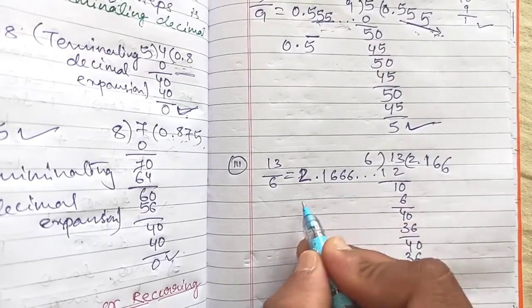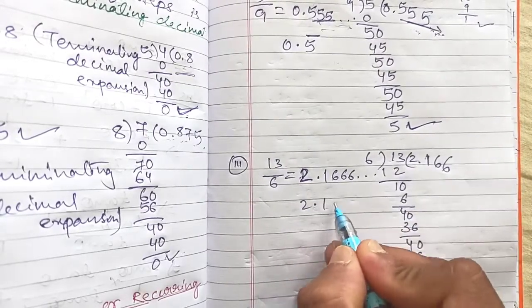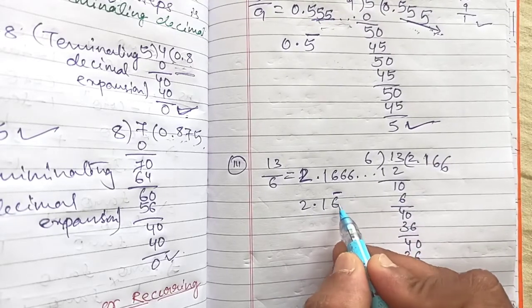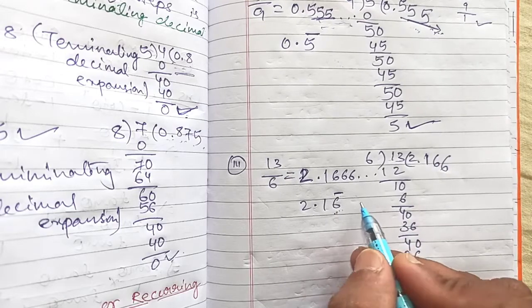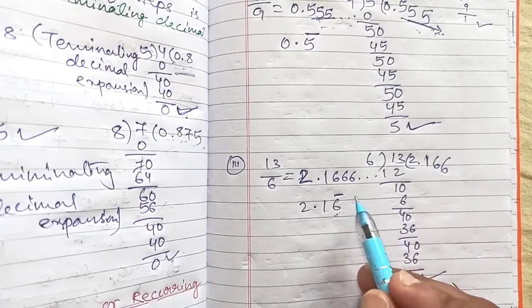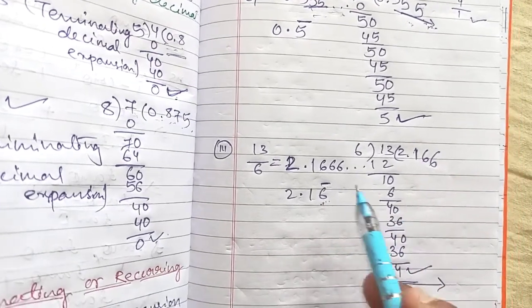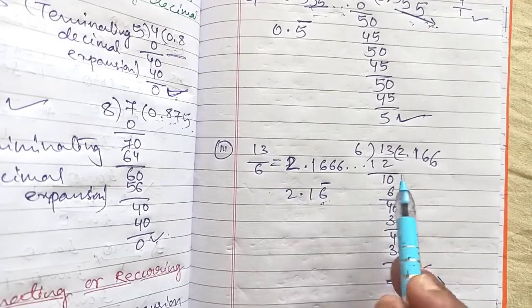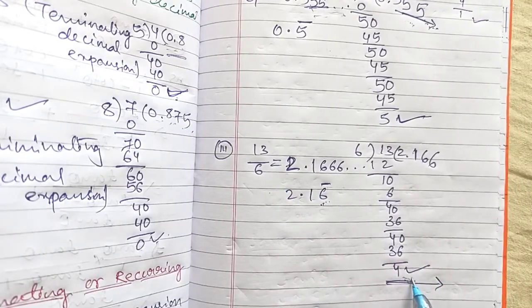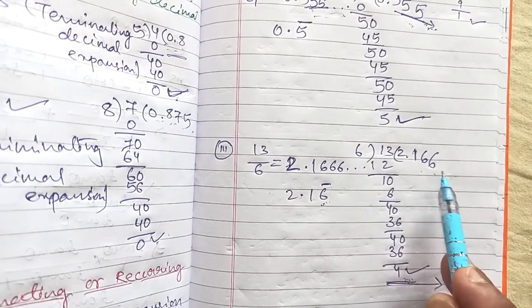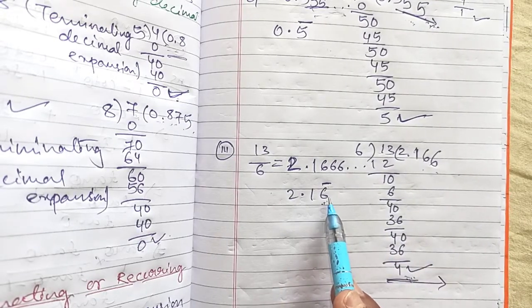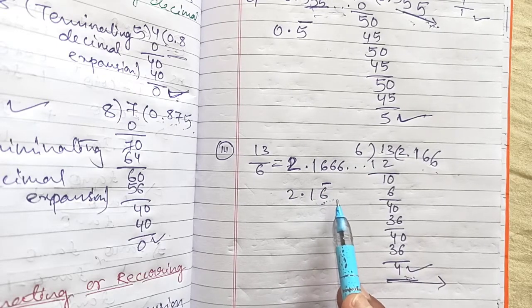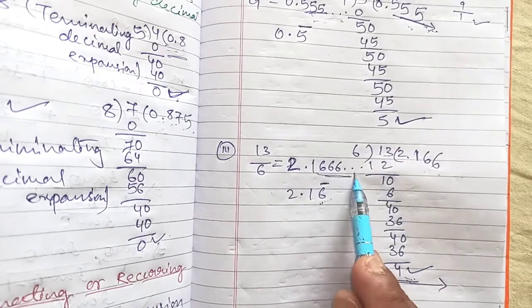2.1666. That means 6 is repeating. So we will get 2.16 bar. Bar will be over the number 6, because this number is repeating so many times. So the recurring decimal or non-terminating decimal is 13 by 6, because we are unable to get 0 in the remainder and number 6 is repeating so many times after dividing. That means 2.16 bar is a non-terminating decimal and 6 bar means recurring decimal. Recurring means this number is repeating so many times.